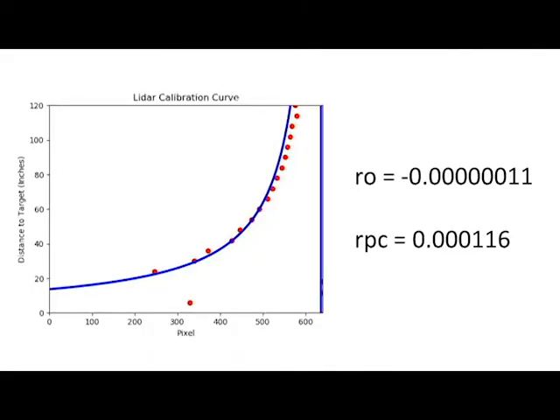Calibration of the line laser was conducted the same way as before, taking measurements at increments of half a foot between 2 and 10 feet. As you can see, an RO value of minus 0.00000011 and an RPC value of 0.000116 gives us a value very close to theoretical. Now that the LiDAR is calibrated, we are ready to test it on a physical object in a controlled environment.